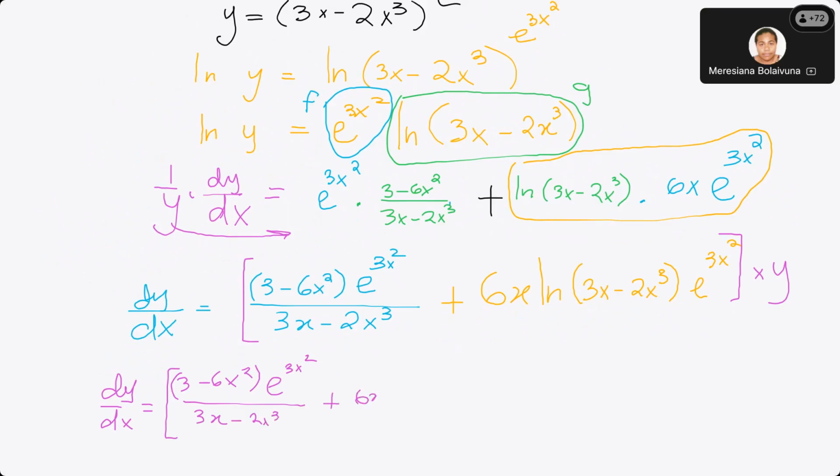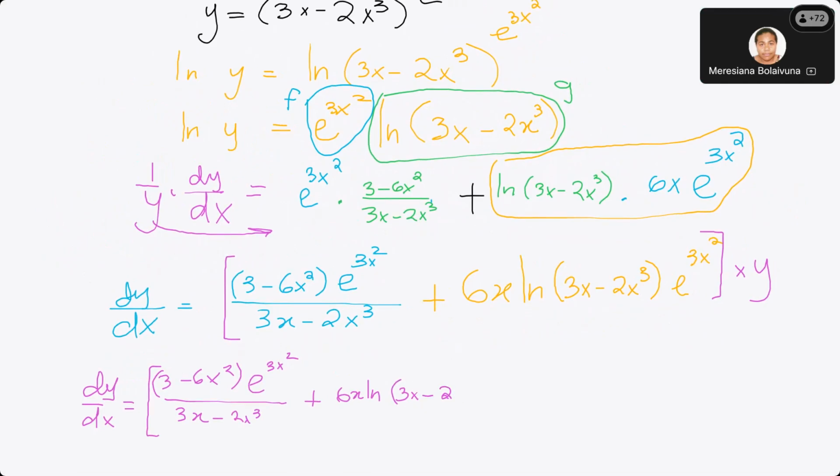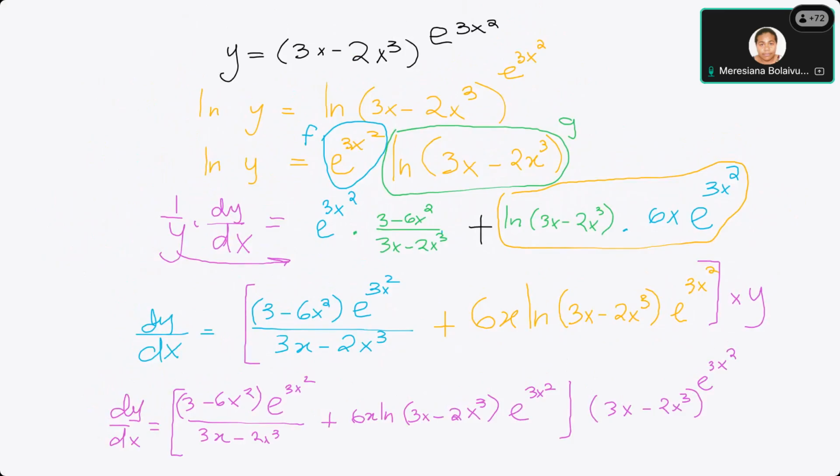Plus 6x, the natural log followed by exponential. And then you times this with 3x minus 2x cubed exponential and 3x squared. All clear? So this is your final answer.